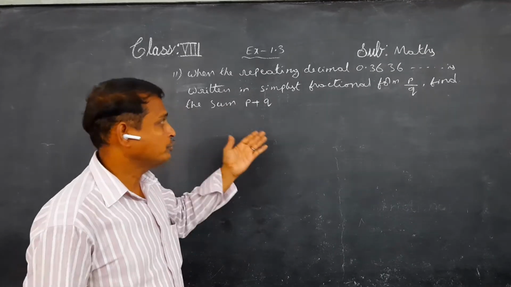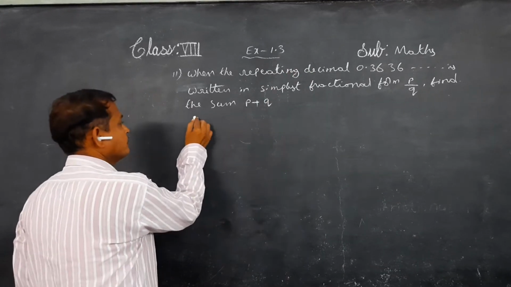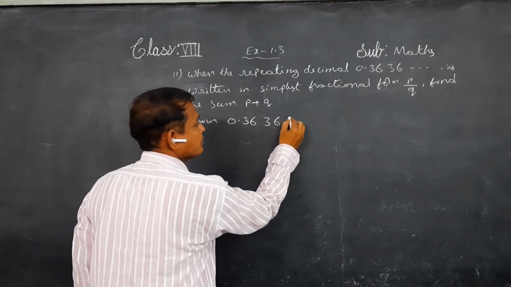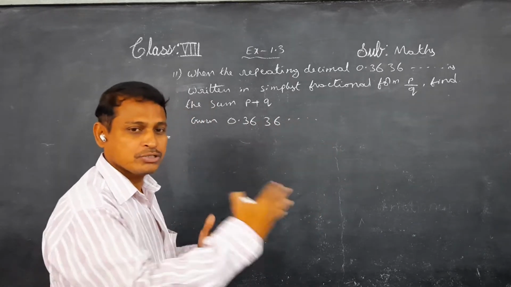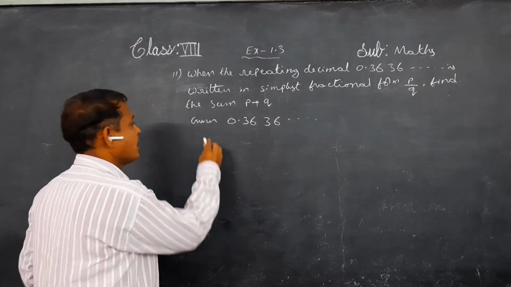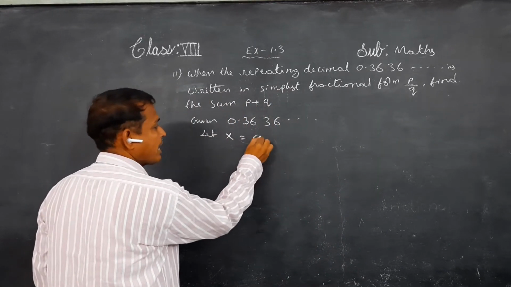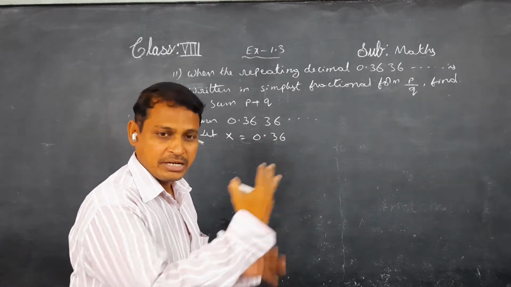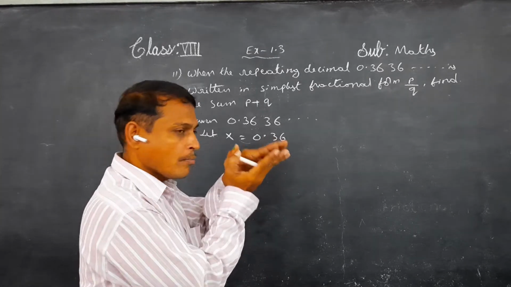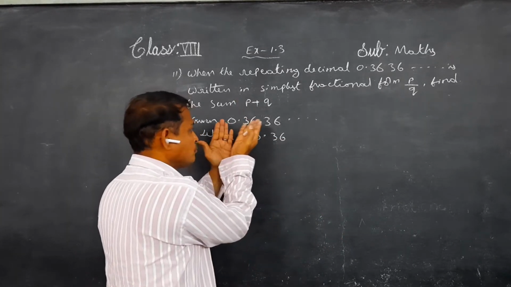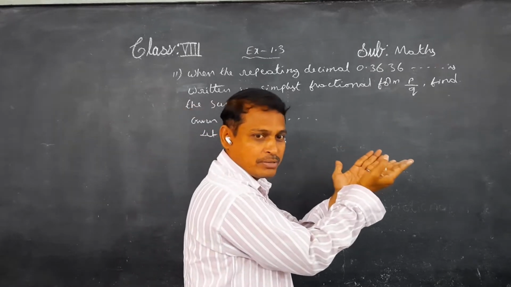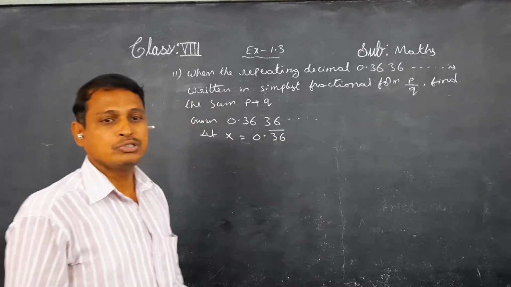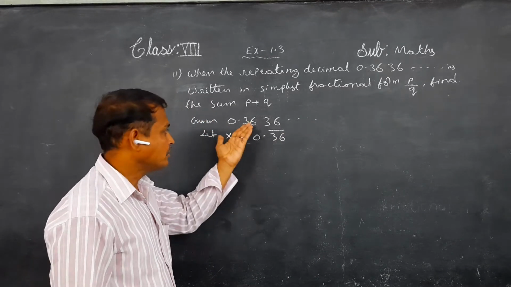Okay, children? In the given question, 0.3636 and so on means 36 repeating. First, let the value be x. Let 0.3636... be the repeating decimal. Two digits are the repeating value. For a repeating decimal, we should put a bar over the repeating digits, and that is the repeating decimal value.